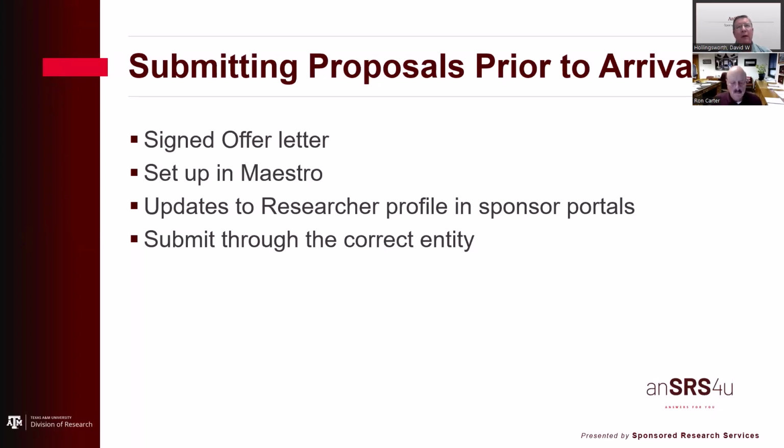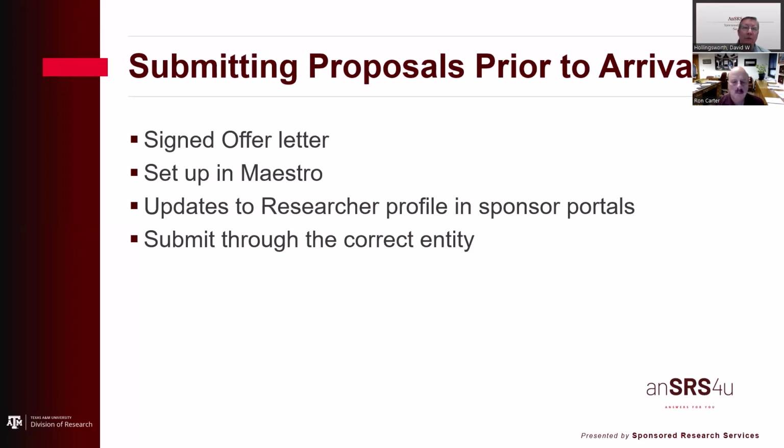Also, setting them up in the various sponsor portals, like NSF has research.gov or NIH eRA Commons. If they're already in there from their previous institution, they'll need to work with their SRS proposal administrator. With some of these portals, the PI has to initiate and make the change and then affiliate with Texas A&M or affiliate with TEES or whichever group he's going to be with. That is important to go ahead and get changed over.